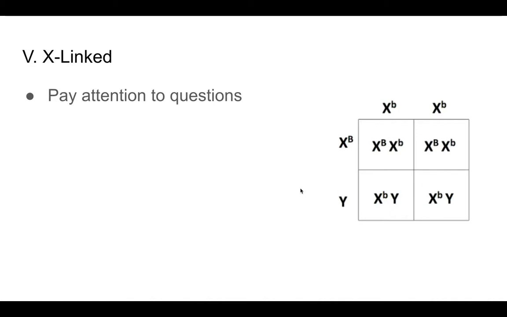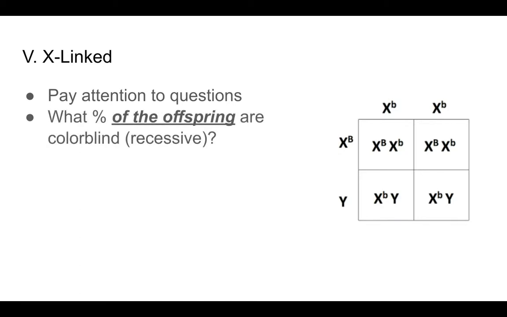Now, let me ask you a couple of questions, and this is what I mean by paying attention to what the question is asking. If the question says, what percent of the offspring are colorblind? Think about what you would say as that answer. If the question asks of the offspring, you're going to include all four possibilities here. So 50%, these two down here are going to be colorblind. What percent of the offspring are colorblind? 50%.